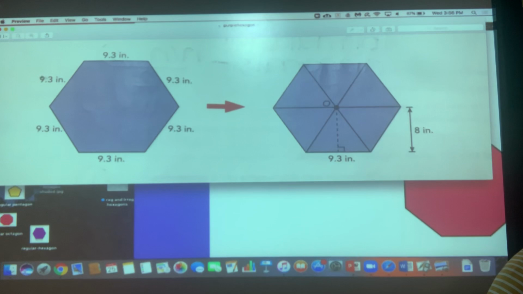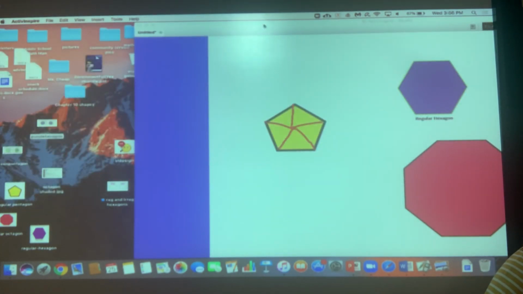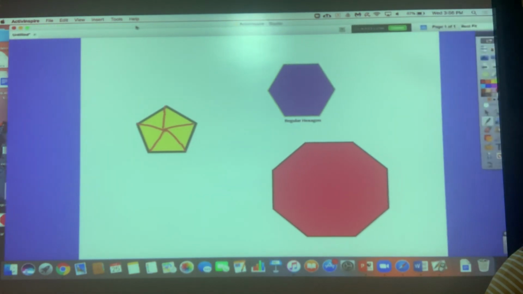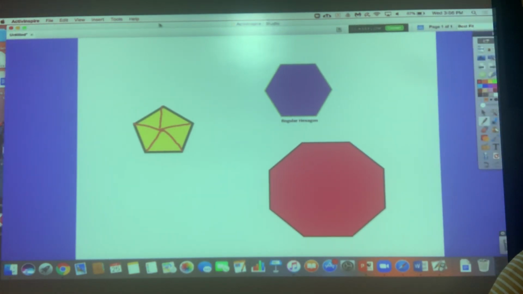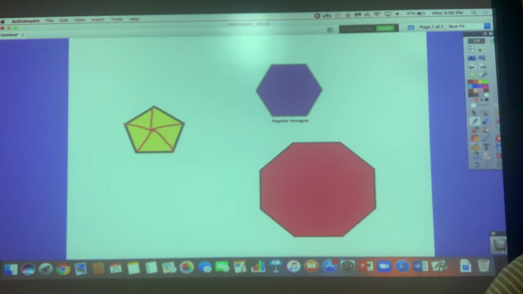Okay, let's try another one where you're going to be given the information and then we're going to put it on the shape based on what we're told. Okay, let me erase this.